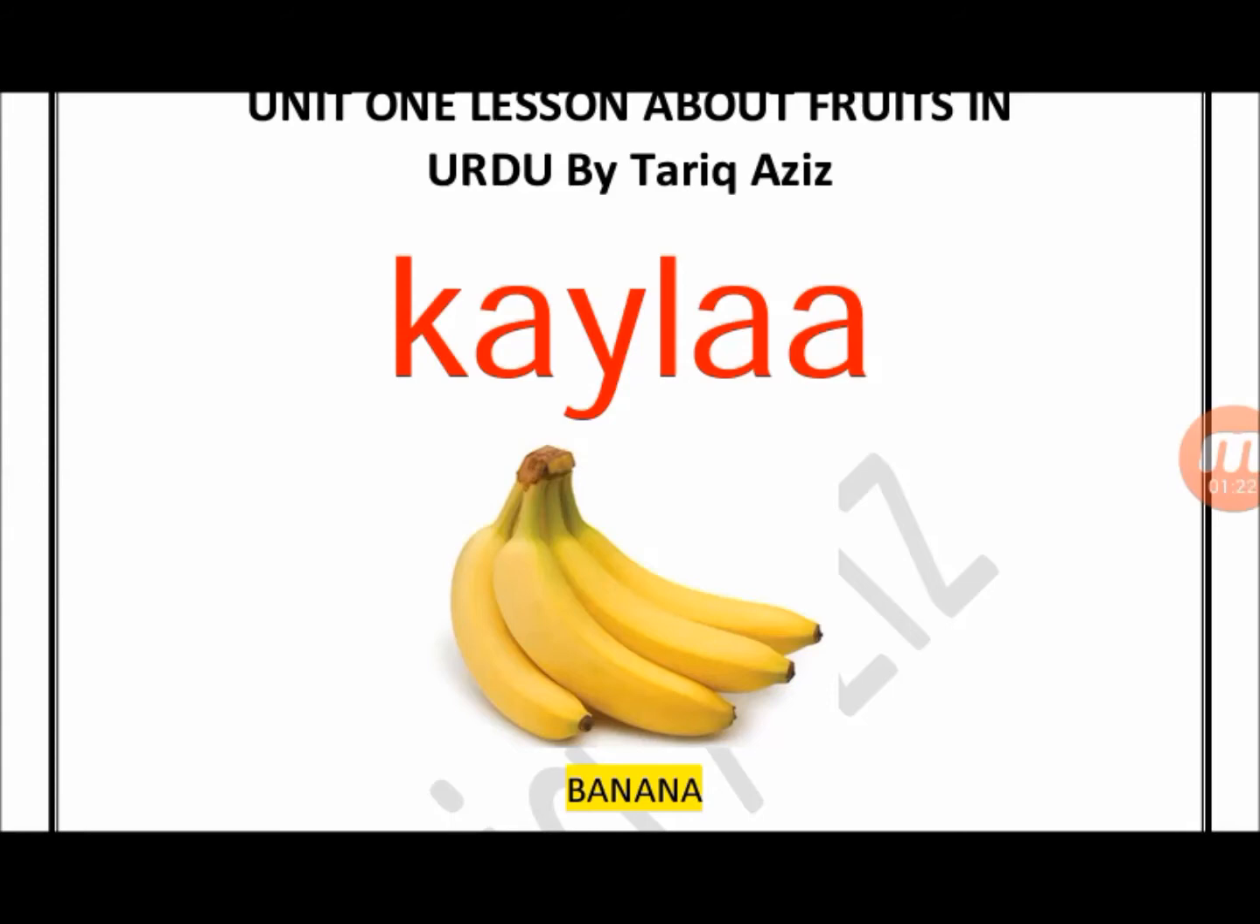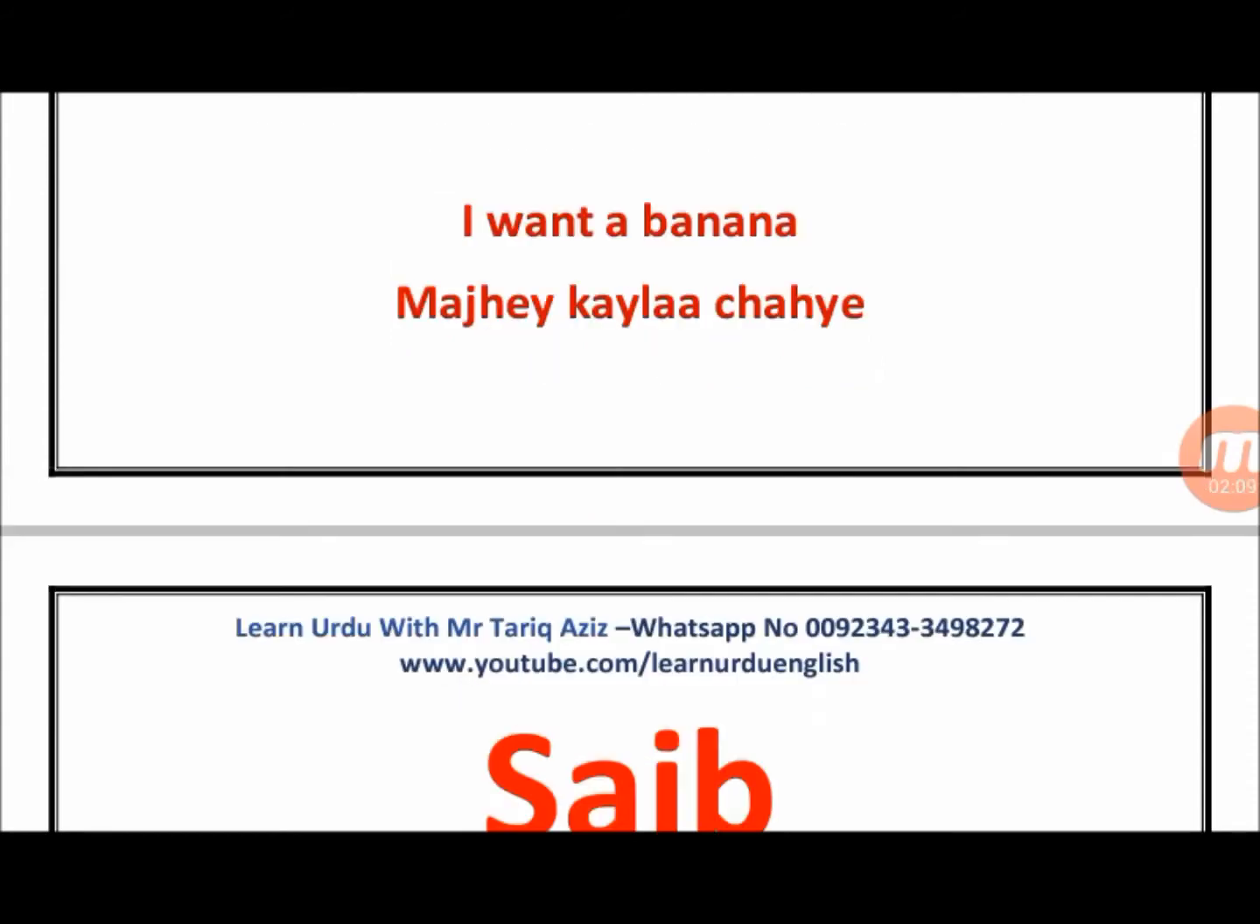Okay. So first one, kela, banana. Let's see first sentence. I want a banana. I want a banana. मुझे केला चाहिए. I want a banana. मुझे केला चाहिए.